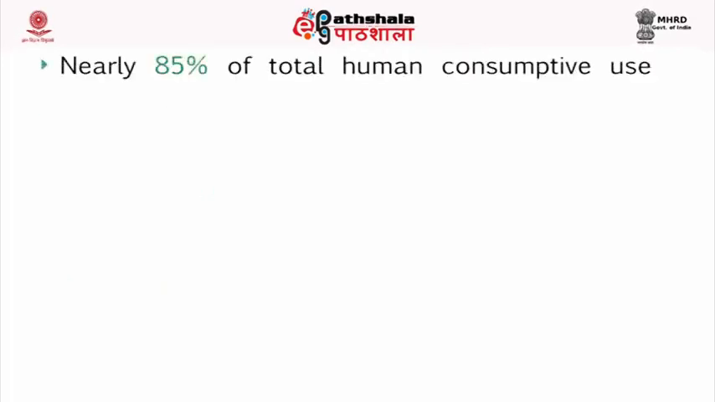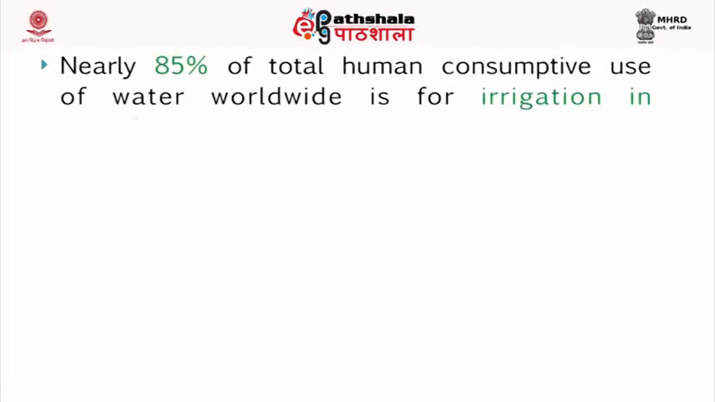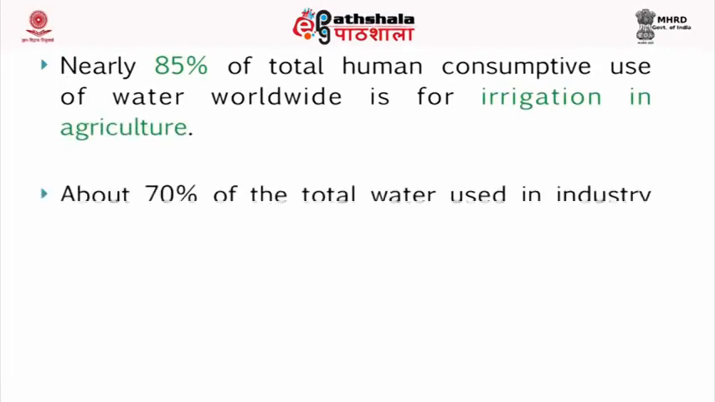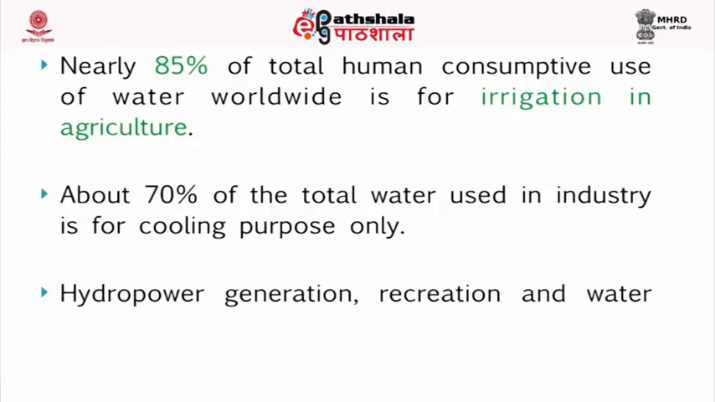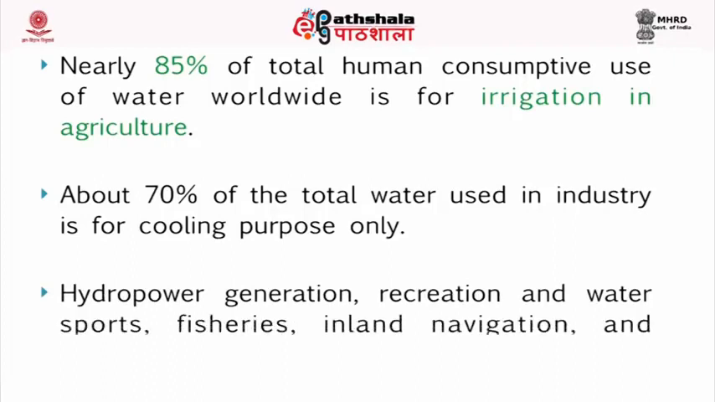Nearly 85% of total human consumptive use of water worldwide is for irrigation in agriculture. About 70% of total water used in industry is for cooling purposes only. Hydropower generation, recreation, water sports, fisheries, inland navigation and ecosystem maintenance are some of the other uses of water.